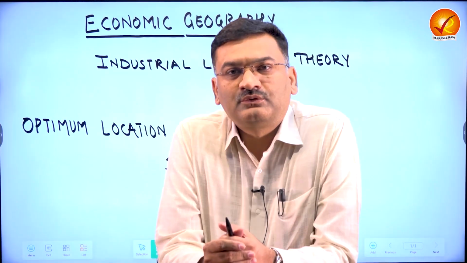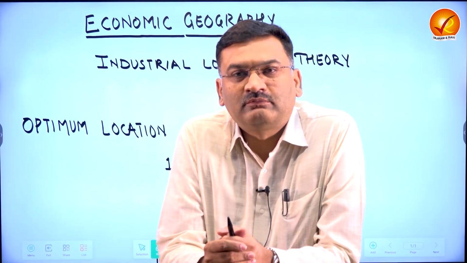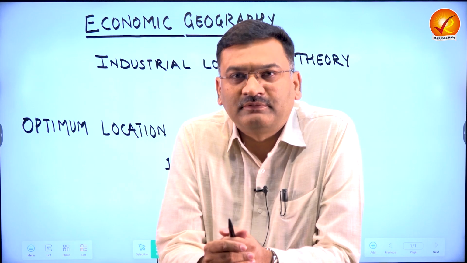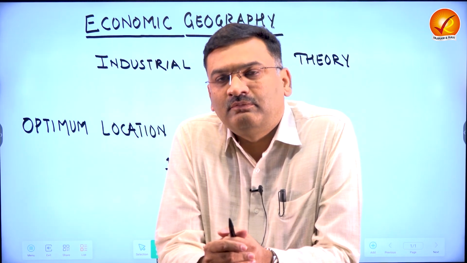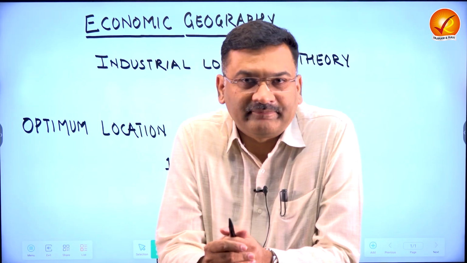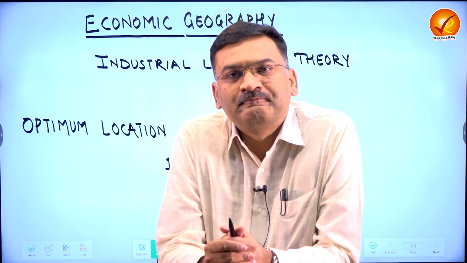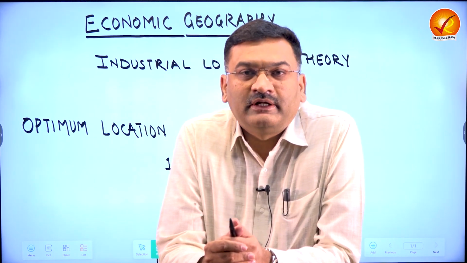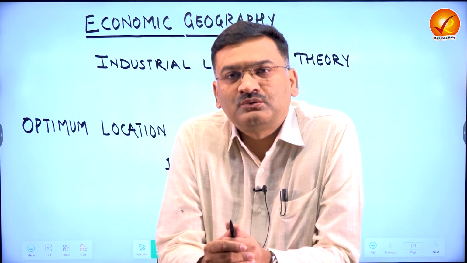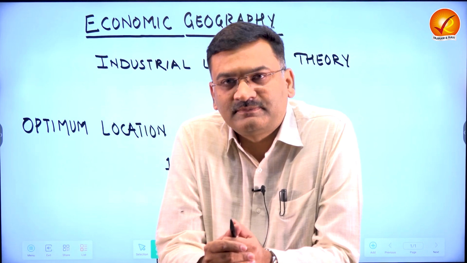So today we are going to discuss one of the important topics of economic geography. This is paper 1 section D. It is a part of human geography. That is location of industries, also known as industrial location theories.